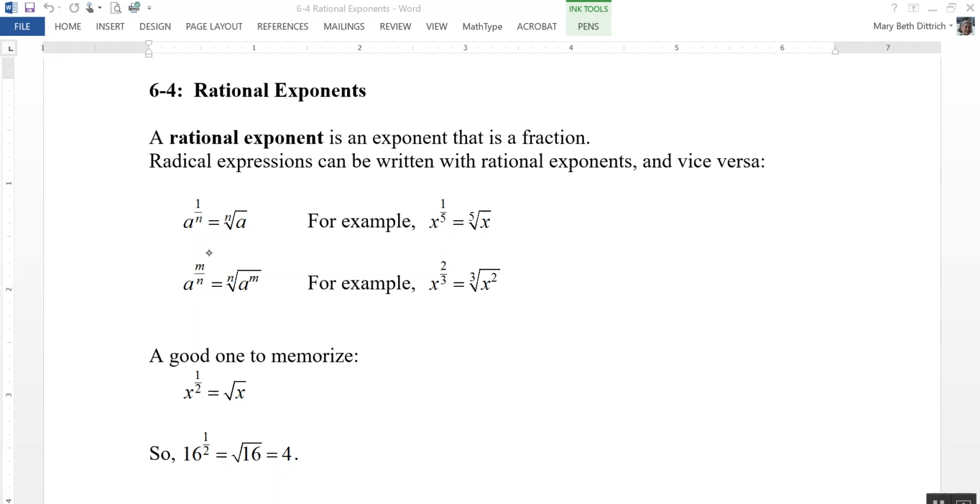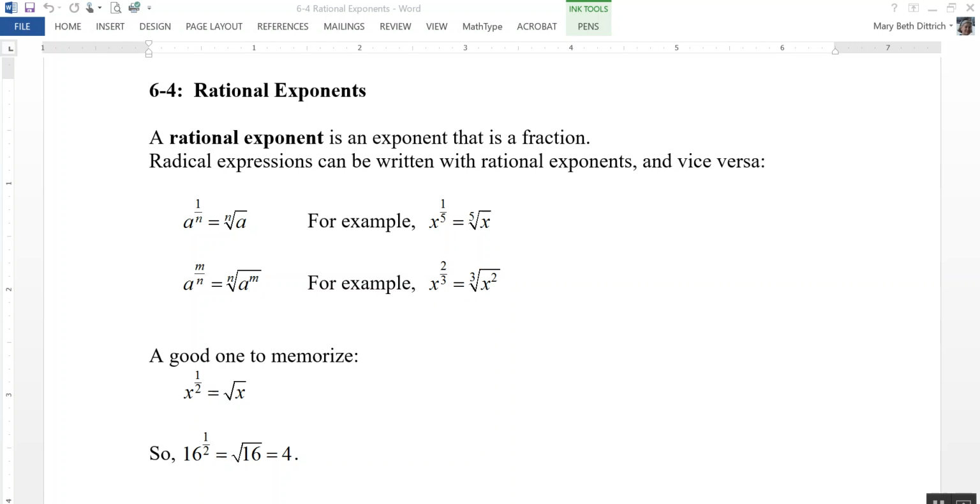A raised to the power of m over n is equal to the nth root of a raised to the power of m. Notice that the numerator of the fraction, the rational exponent, goes on the base underneath the radical sign, and the denominator is the index. An example of this, x to the 2/3 power is the same as the cube root of x squared. The numerator goes inside, the denominator is the index.